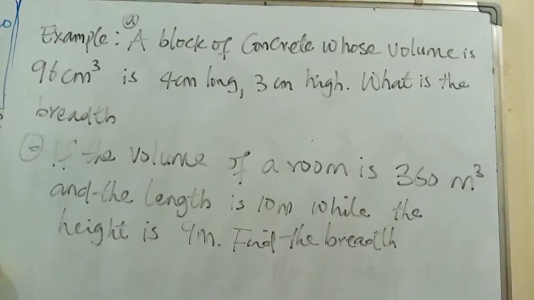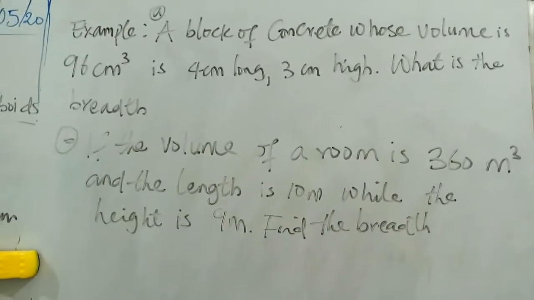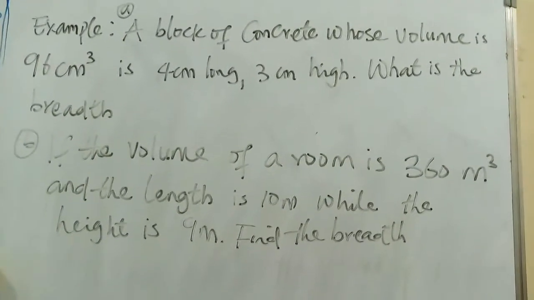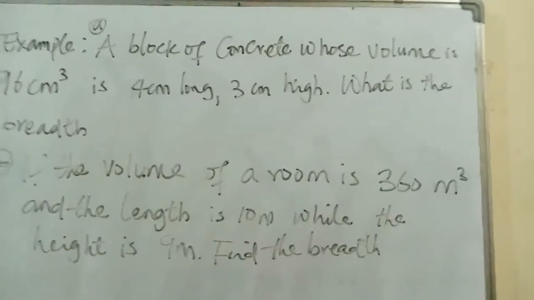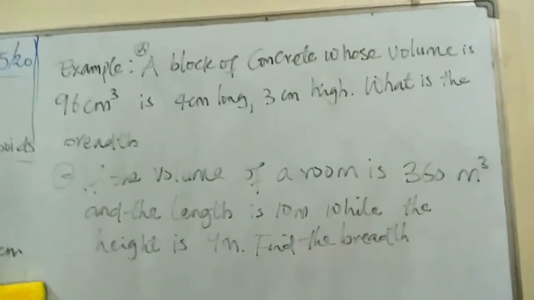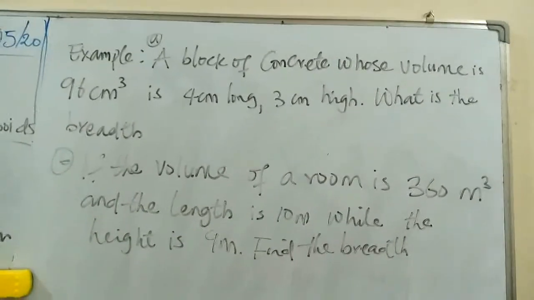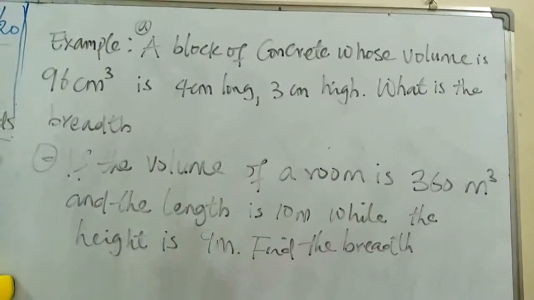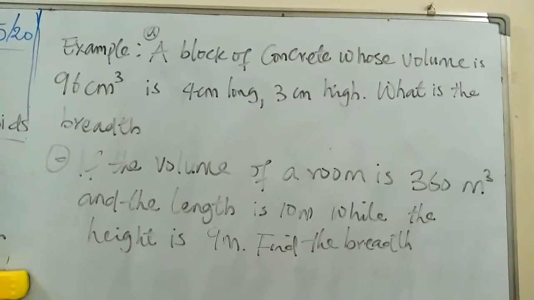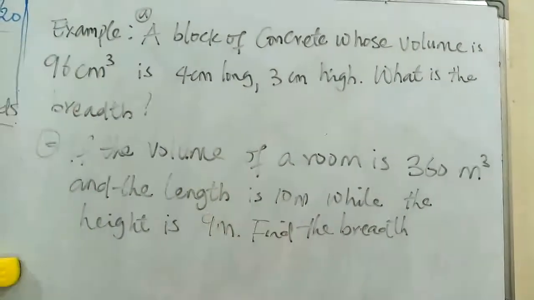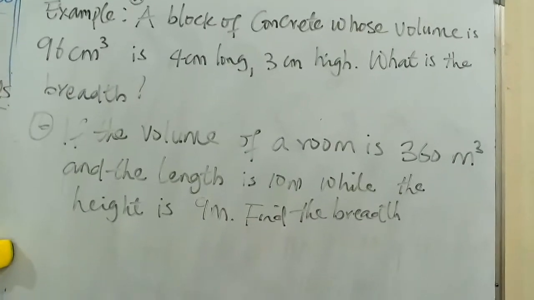Okay, we are looking at a case where the volume is given, but either the length, the breadth, or the height is unknown. We have a block of concrete whose volume is 96 cm cubed, is 4 cm long, 3 cm high. What is the breadth of the concrete?